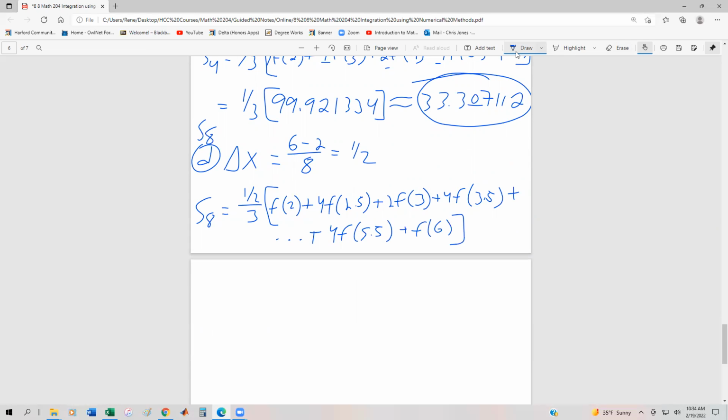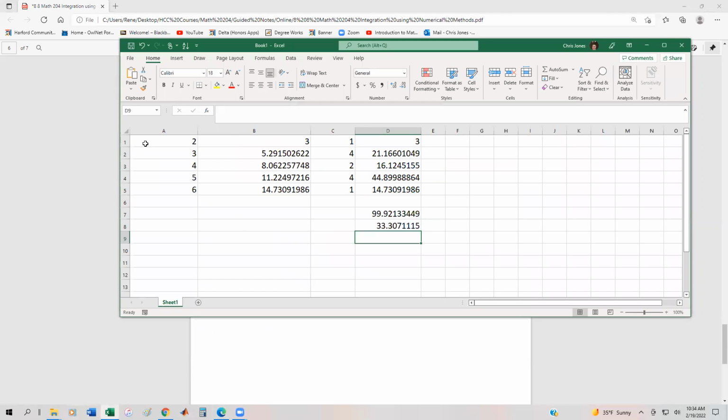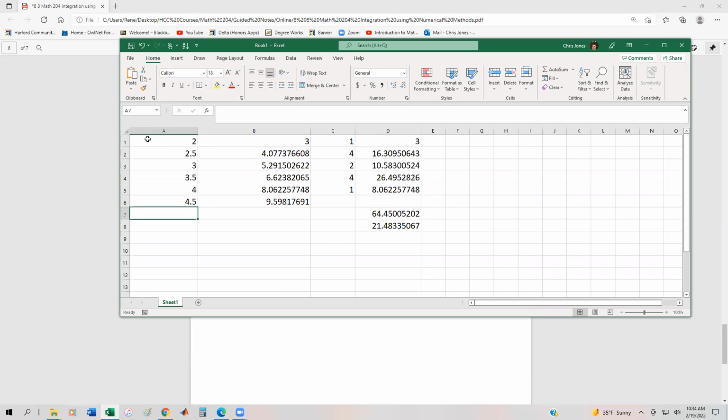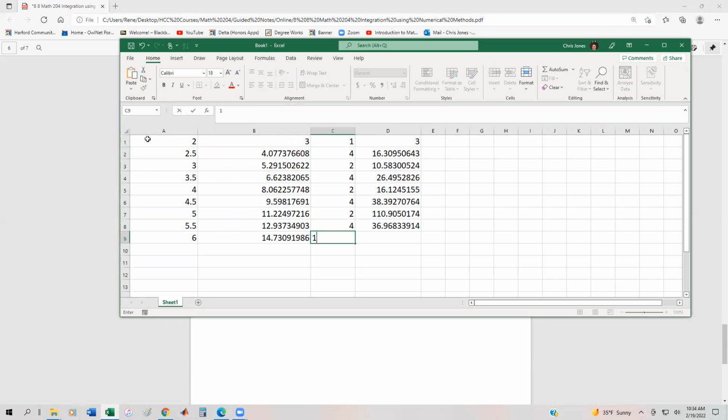All right, so now of course Excel is going to do the lion's share of the work here. We're going to go back to Excel and change all of our unit marks. So this is going to be 2, and then 2.5, and 3, and 3.5, and 4, and 4.5, and 5, and 5.5, and 6. The good news is Excel was smart enough to compute the function. We're just going to do our 4, 2, 4, 2, 4, 2, 4, 1.